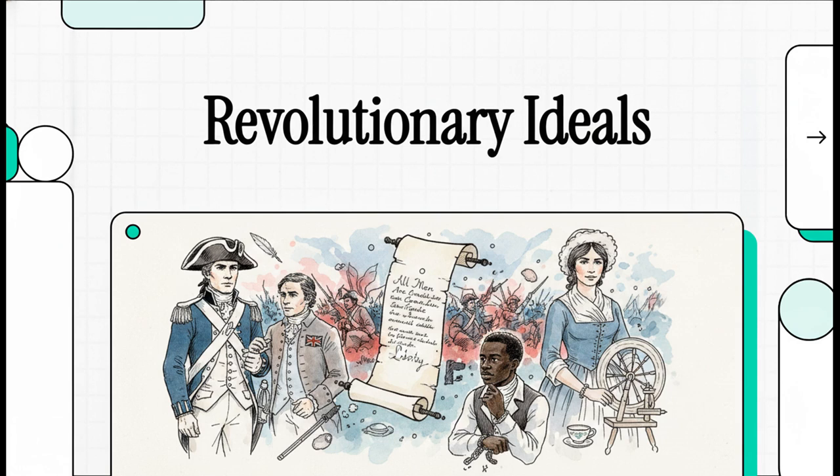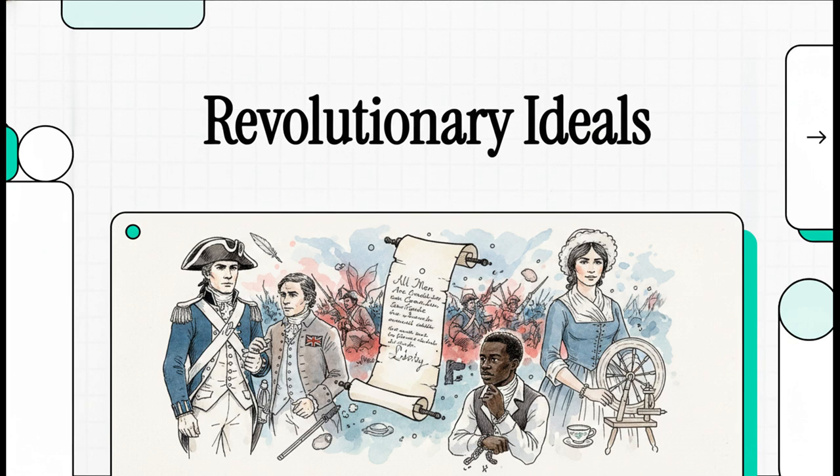Today, we're unpacking a really fascinating topic: revolutionary ideals, loyalists, women, and African Americans. When we think of the American Revolution, it's super easy to just picture this single, united group of colonists, all marching shoulder to shoulder against the British. But honestly, history is rarely that simple. Actually, scratch that, it's pretty much never that simple.